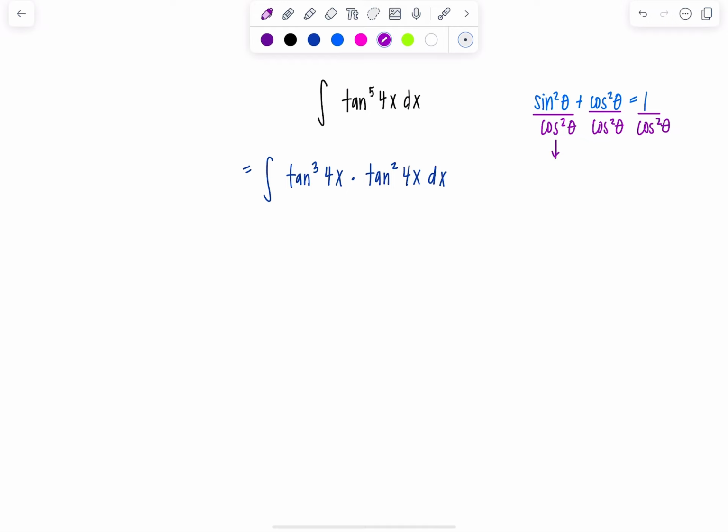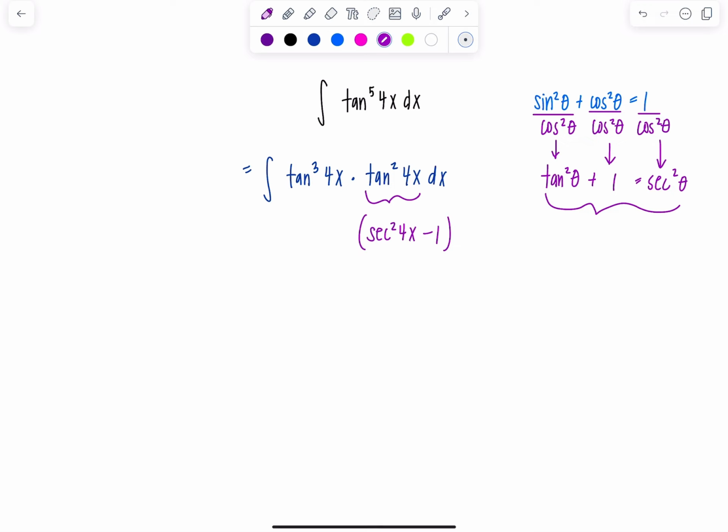So this is going to be tan squared theta plus 1 equals secant squared theta. So then I know I can replace tan squared 4x with, rearranging this, secant squared 4x minus 1 dx. And then you still have this tan cubed 4x, boom. Okay? All right, are we happy? I mean, that's a loaded question, but let's see, are we happy with this problem?